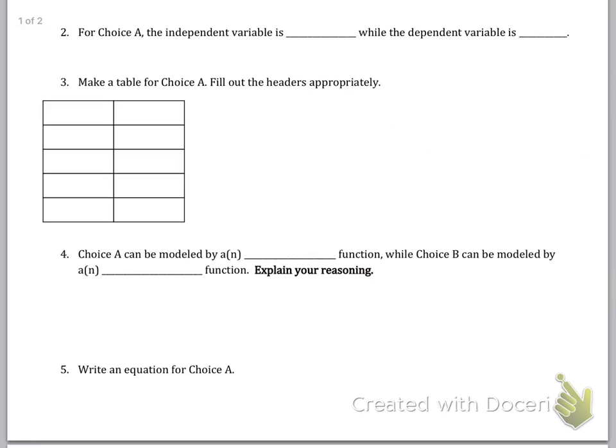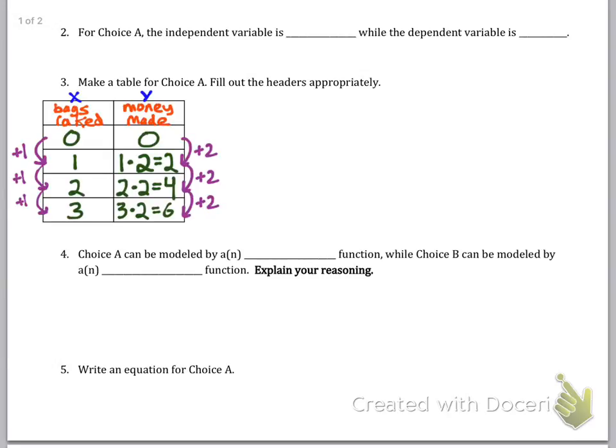All right, for the next problem, I do need to fill out this table again, so let me fill that out real quick. I want to write an equation for choice A, and I'm going to use my table and the fact that I showed my work on the table as a helpful indicator. So you guys notice how there's 1 times 2 equals 2, 2 times 2 equals 4, and 3 times 2 equals 6. That means if I have X bags raked, X times 2 is how much money Judy will make. So f of x is equal to 2 times x.